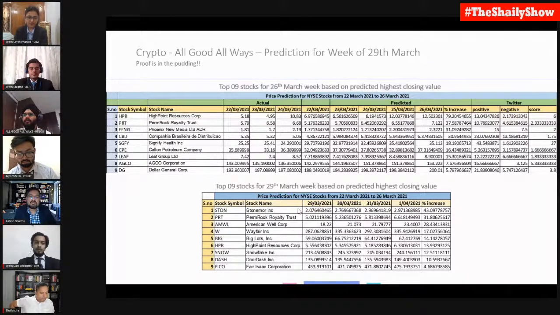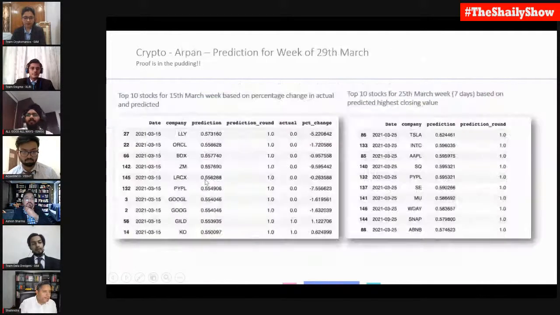That's good. Snowflake is from 213 to 2. Your prediction is another 13% for Snowflake. 12 and a half. 12%. Yep. And FICO is forecast as another 4% increase. Good stuff. Okay. Next, let's look at Arpan.